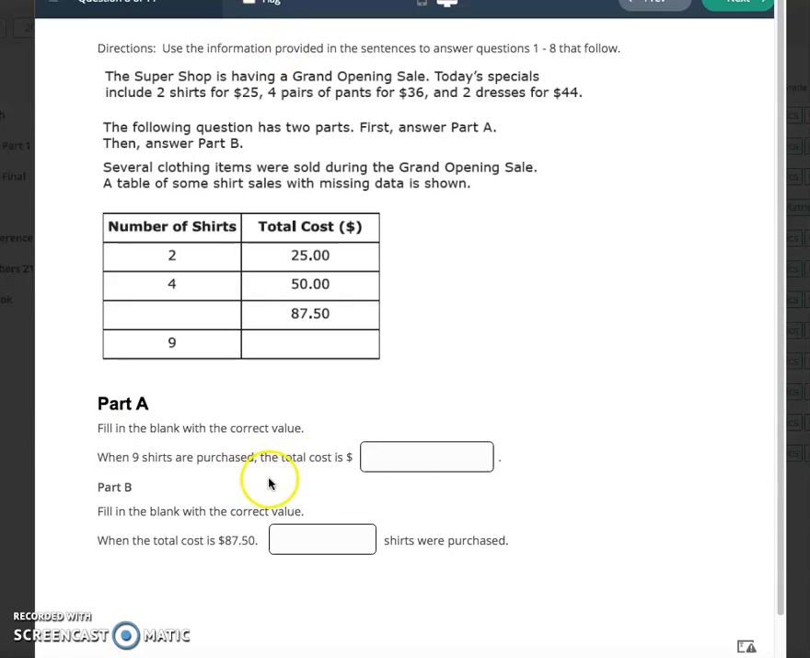So that means here, 112.50. Okay, so now I could have gotten that same thing by using any one of these ones that were complete. I could have used 2 or 4. I could have said, well, 2 shirts is $25. 9 shirts is how much? I could have cross multiplied and got the same answer. I could have used this. I could have said 4 shirts is $50. 9 shirts is how much? Cross multiply, we get the same thing.